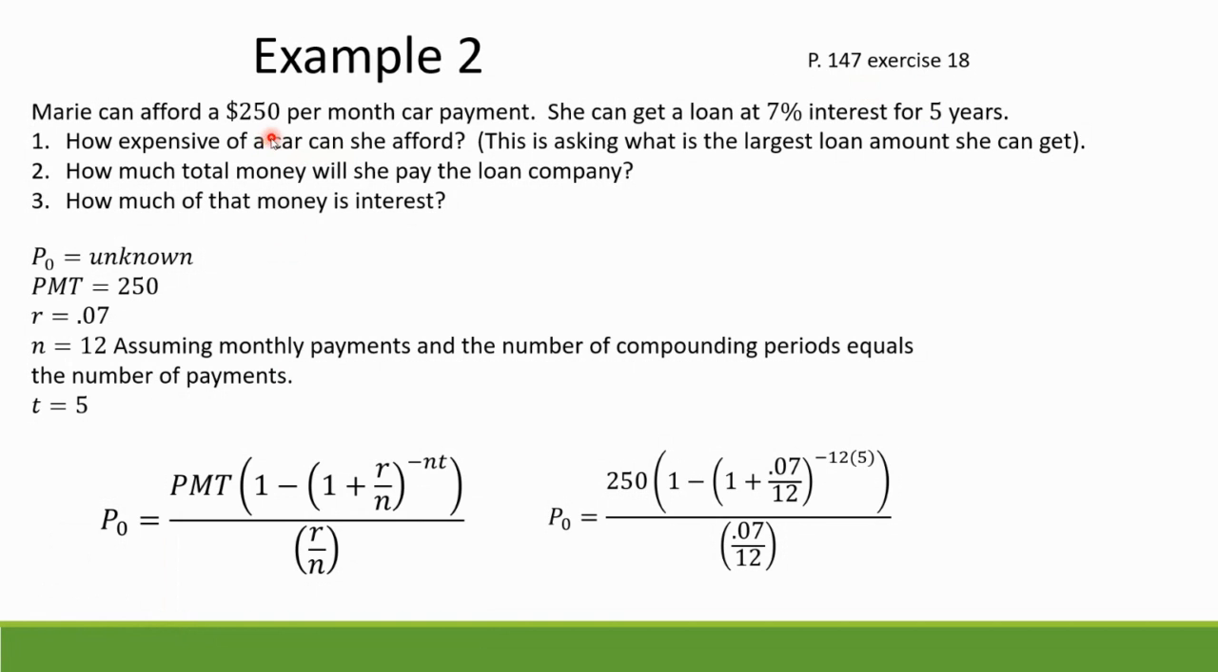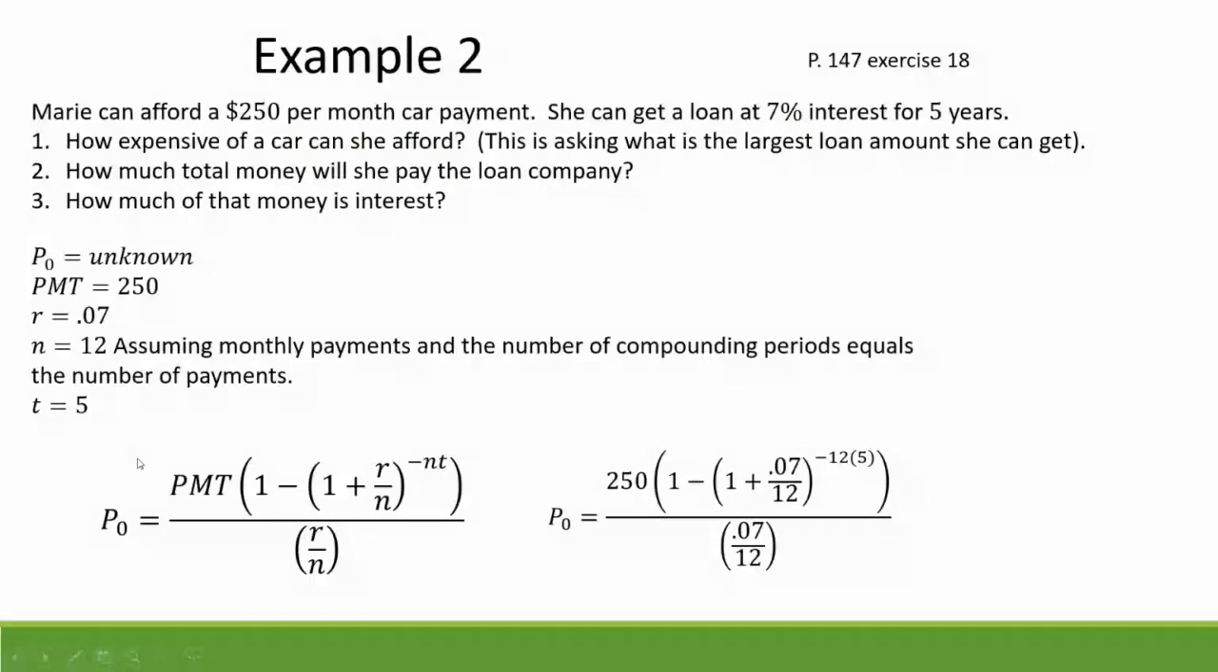Marie, okay, she can afford a $250 per month car payment. And she can get a loan at 7% interest for 5 years. In other words, she's getting a loan to buy a car, and to pay off that loan, we're told that she can make $250 a month. She can afford that. And the loan she can get from the bank or whatever is 7% interest for 5 years.